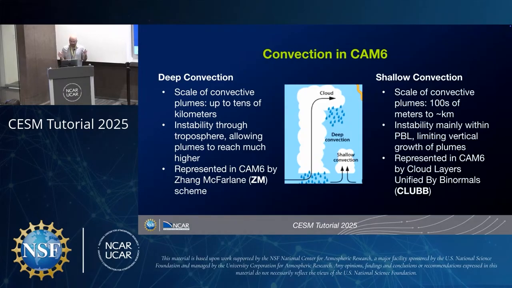But notice that both of these, if you're running a 1-degree model, which would basically mean that you have a resolution of about 100 kilometers horizontally, both of these types of convection are not going to be resolved at the grid scale, so they both have to be parameterized.